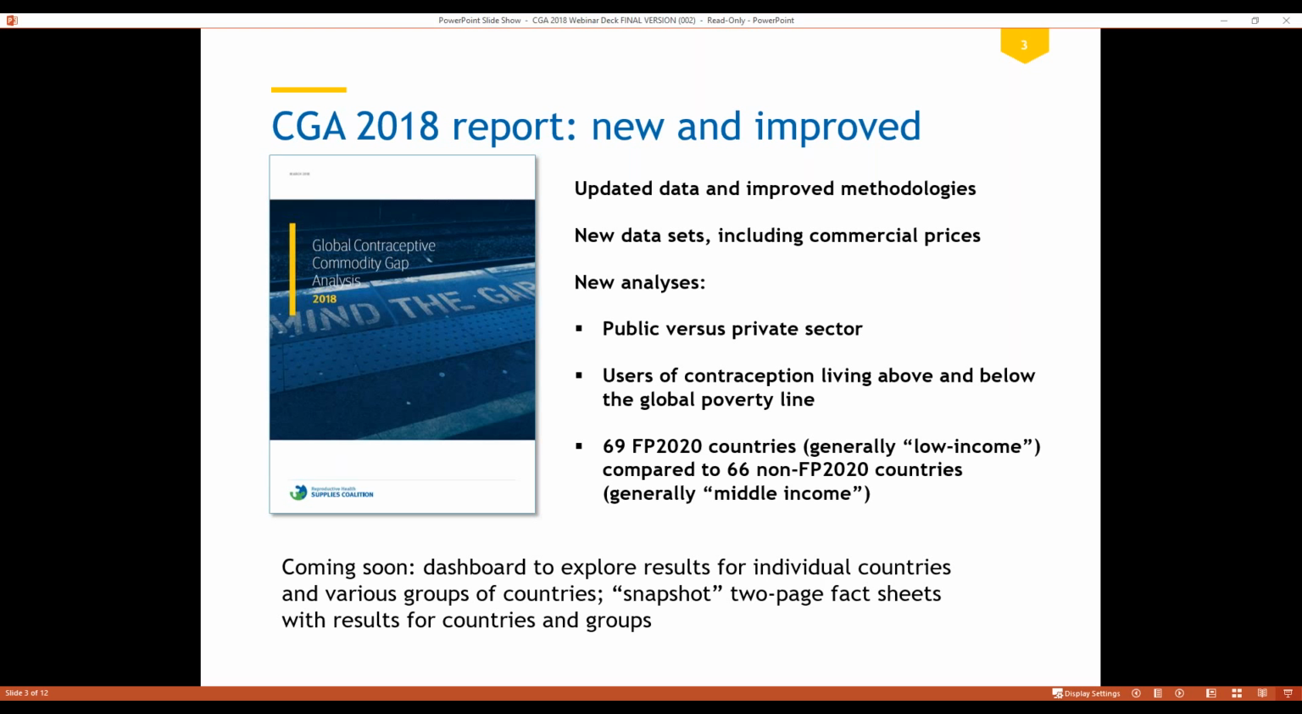So I would just like to finish up by saying that the CGA's approach is global. It comprises 135 low and middle income countries, but it does not use a top-down approach. It has a user-centered methodology that builds information from the country level up.